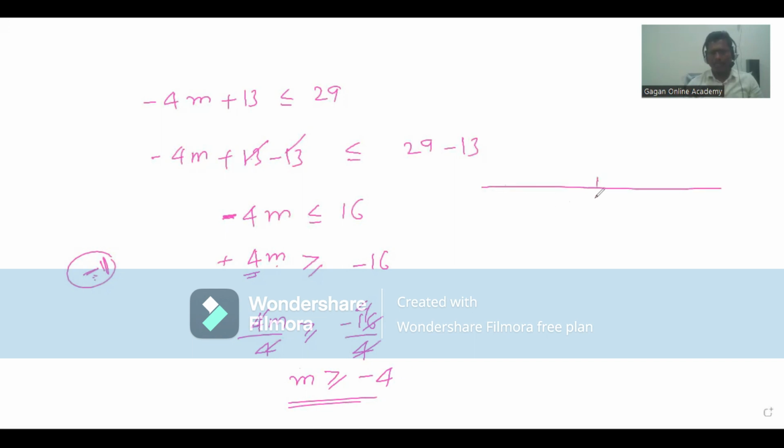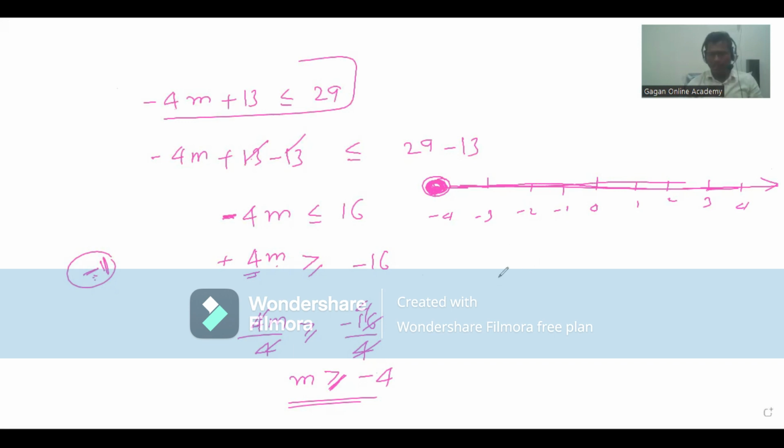Now we have to find the notation. So 0, 1, 2, 3, 4. Here minus 1, minus 2, minus 3, minus 4. Here is minus 4. The greater than or equal symbol is present. That's why I am marking this minus 4, and we have to use a close bracket. Greater than means we have to move the graph toward the right side. So from here to the right side, like this. Okay. This is the graph of m greater than or equal to minus 4. This is the solution set for this inequality minus 4m plus 13 less than or equal to 29.